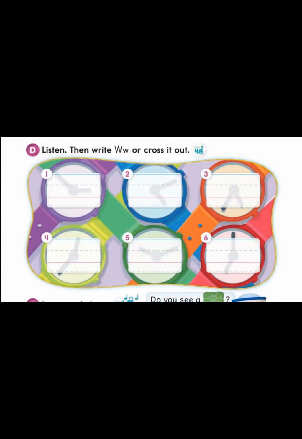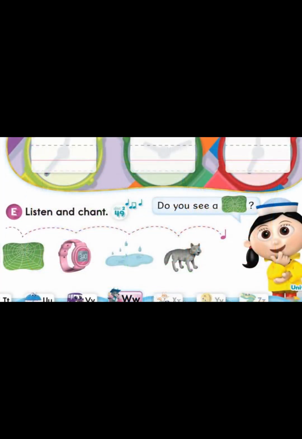Page 75. D. Listen. Then write W or cross it out. 1. Water. 2. Teacher. 3. Wolf. 4. Web. 5. Gorilla. 6. Watch. Page 75. E. Listen and chant.